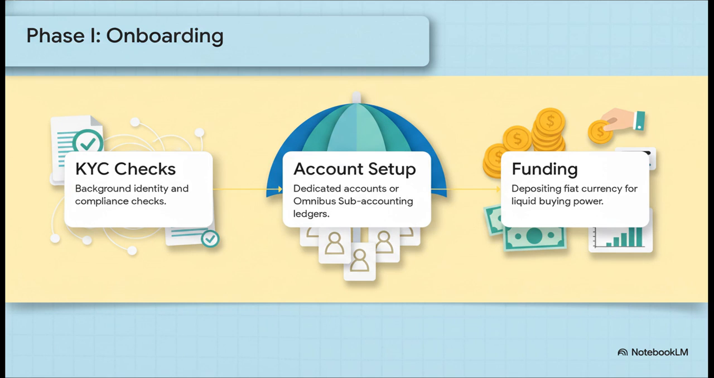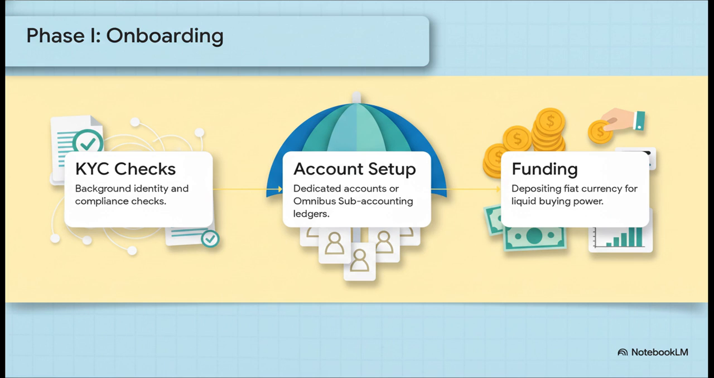Phase 1 is onboarding and funding. The very moment a user signs up on that sleek app, the underlying infrastructure fires off complex KYC, or Know Your Customer, and anti-money laundering background identity checks. Once verified, the user is placed into an account structure. This is very commonly an automated omnibus sub-accounting ledger.